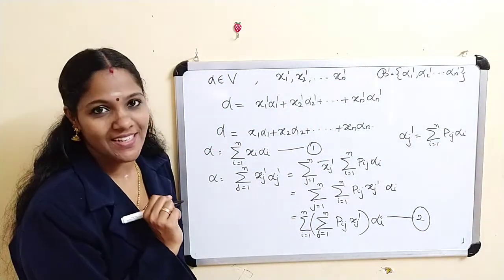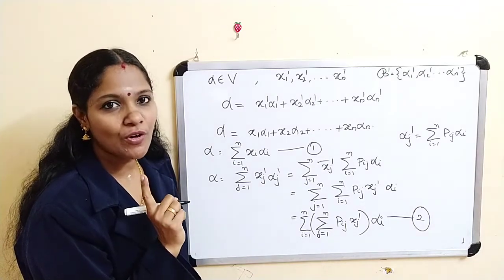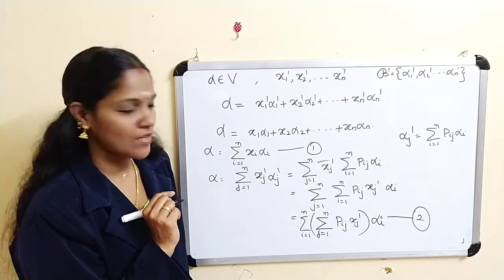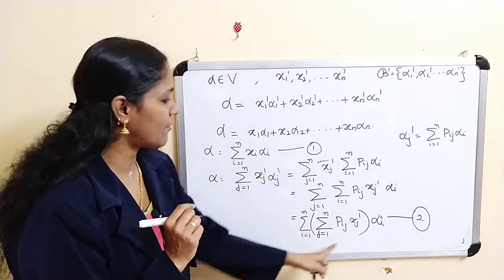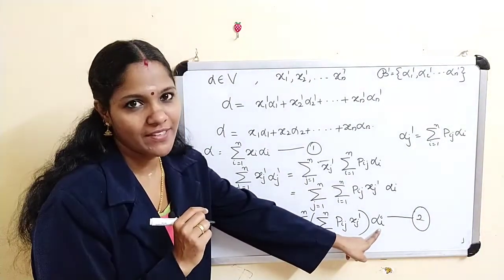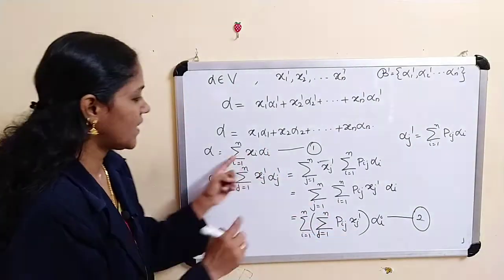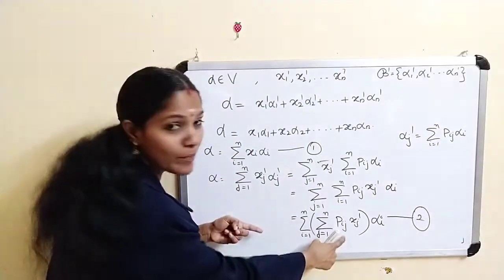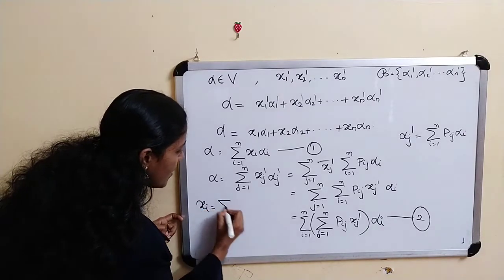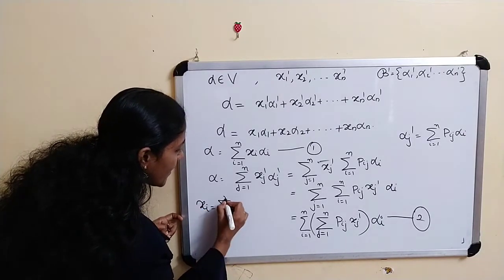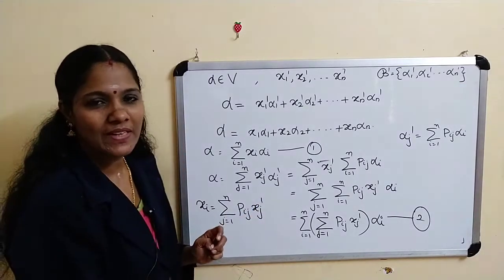But we have one result. There is a unique representation for each alpha belonging to V in terms of one ordered basis. Here we have alpha equal to this one, and here also we have alpha equal to this one, and the basis is the alpha i's. Therefore, as this representation is unique, for this xi we get xi equal to sigma j equal to 1 to n pij xj dash. Listen carefully.